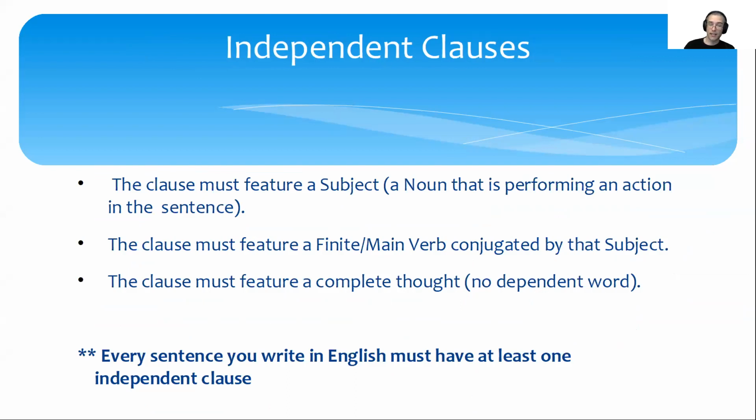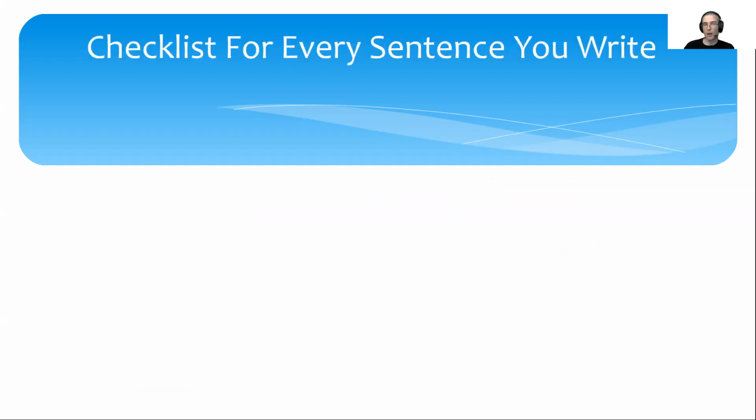It has to have inside of it a finite or main verb that is conjugated to match the subject properly, so the subject and verbs have to agree. And the clause has to feature a complete thought, so it has no dependent word like when, although, because, while, and the like. Every sentence you write in English has to have at least one independent clause.